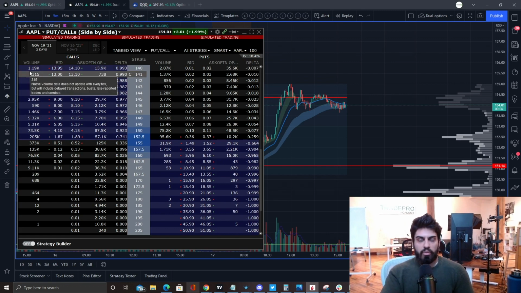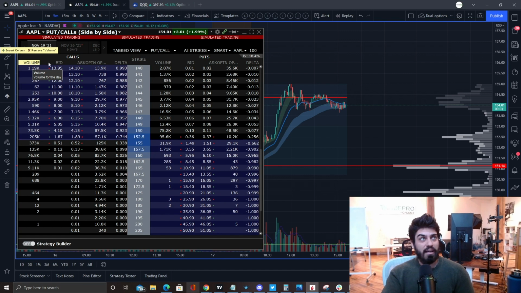Now, to continue with what else is on the options chain, before we dive in a little on how to use it with an example here on Apple, there are a few columns.